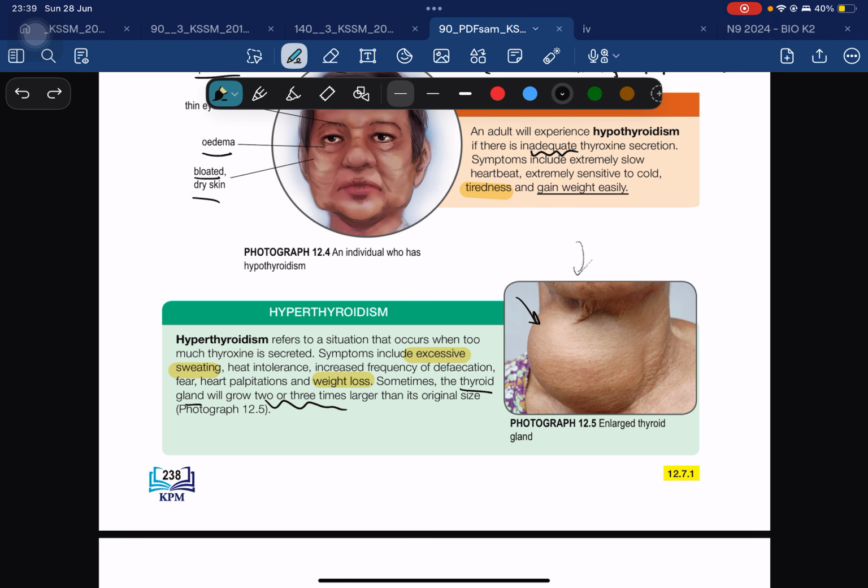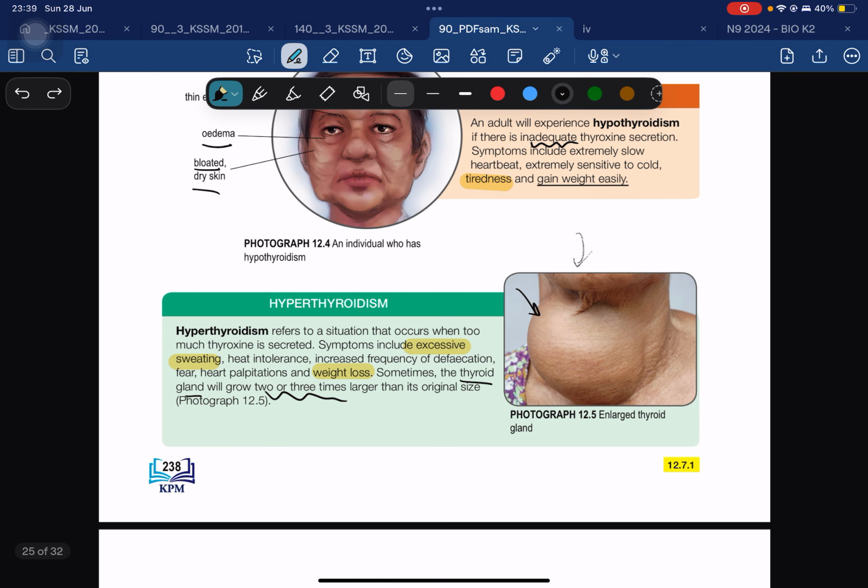For hyperthyroidism, because you have a lot of hormone, excessive thyroxine hormone secretion increases the metabolism rate, causing someone to lose weight easily. But losing weight like this is kind of sick. So actually we don't want this to occur because it will also cause your thyroid gland to grow 2 or even 3 times larger than its original size. We don't want this to occur.